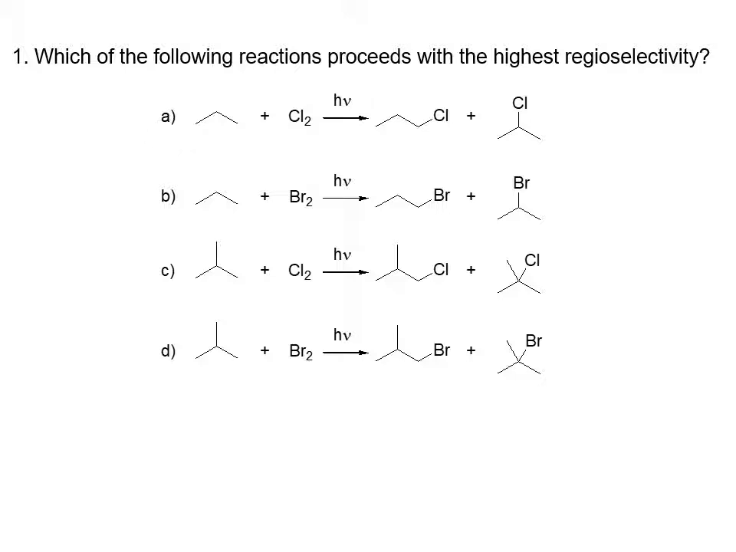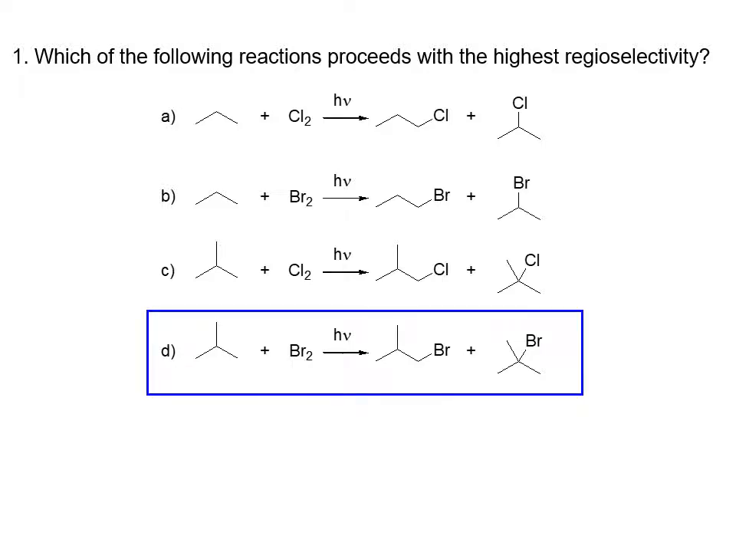Obviously, those reactions are going to be more selective compared to reactions A and B, where a carbon atom of intermediate reactivity, secondary, reacts versus primary, one of the least reactive. That means the correct answer is going to be either C or D. C is chlorination, D is bromination. Bromination is considerably more regioselective compared to chlorination. Chlorination exhibits relatively low regioselectivity, while bromination is rather high. So for that reason, D is the correct answer.